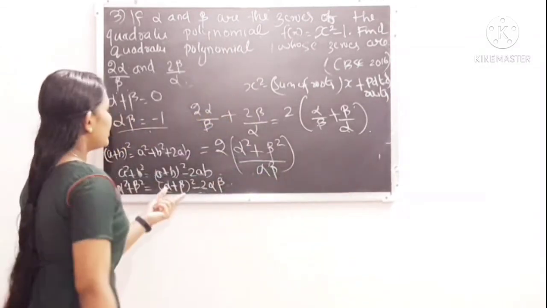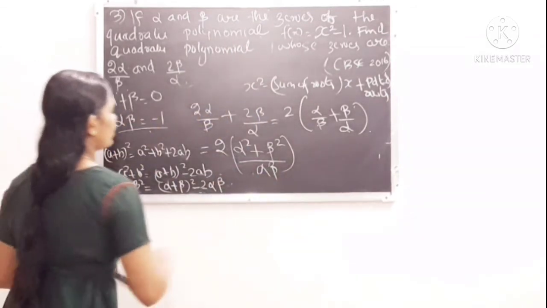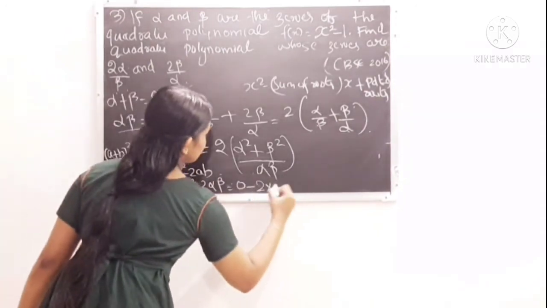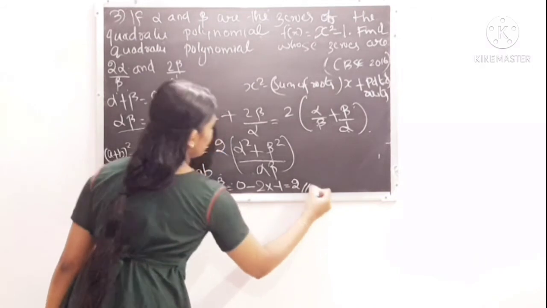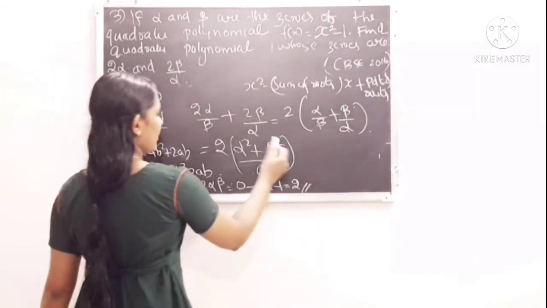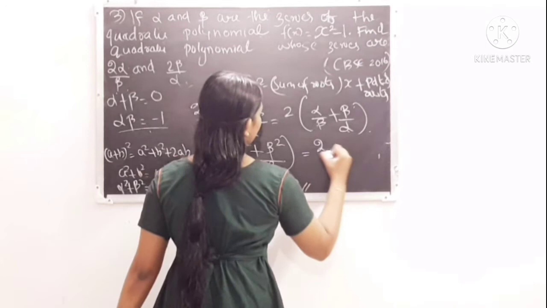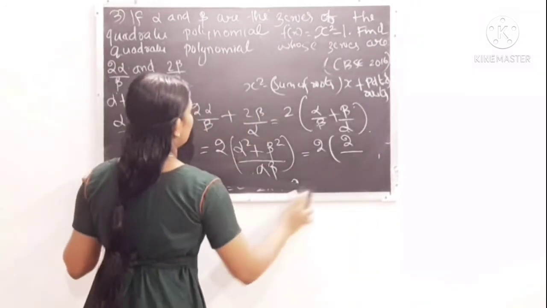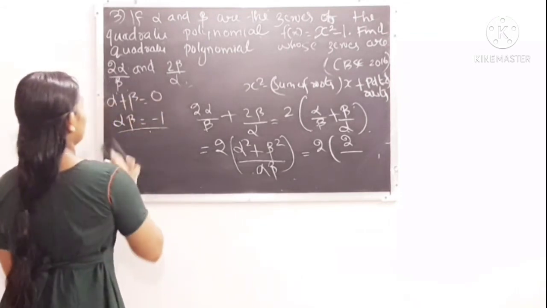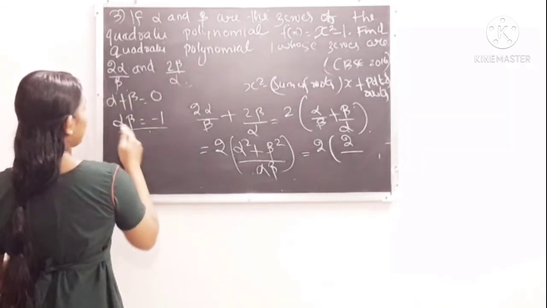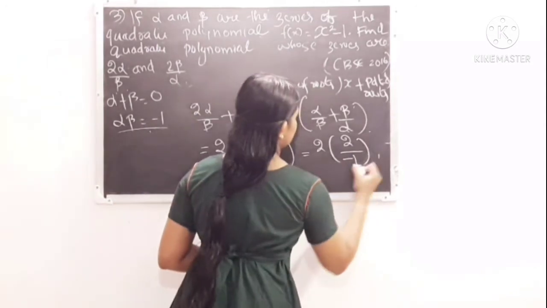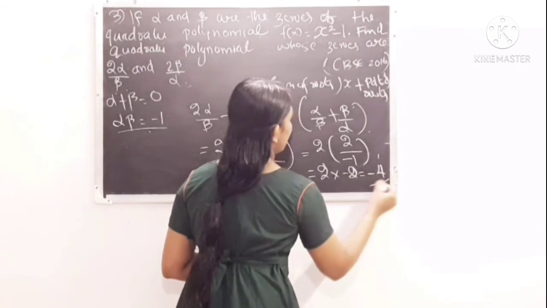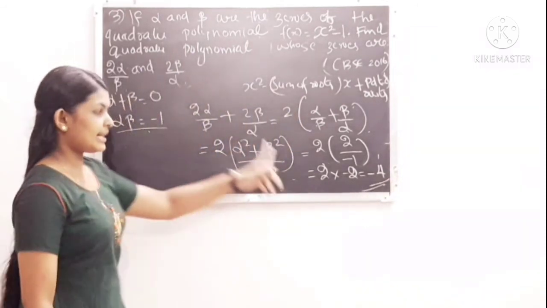But alpha plus beta is 0, so its square is equal to 0 itself, minus 2 into alpha beta. So 2 into alpha beta, with alpha beta equal to minus 1, gives 2. So we get alpha square plus beta square as 2. So 2 into 2 divided by alpha beta. Now what is alpha beta? Alpha beta is equal to minus 1. So it is 2 into minus 2, which is equal to minus 4. Thus we obtain the sum of the roots as minus 4.